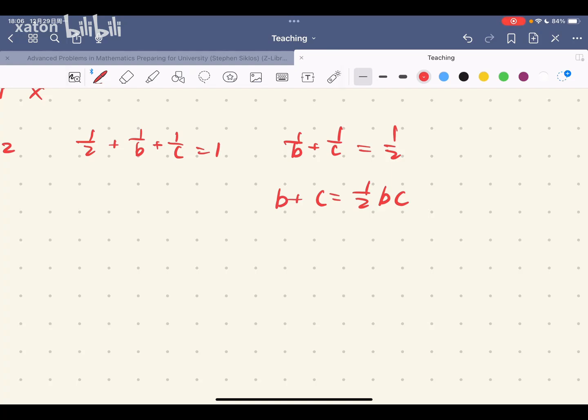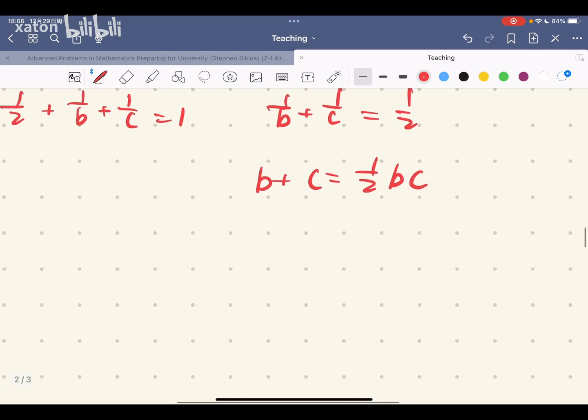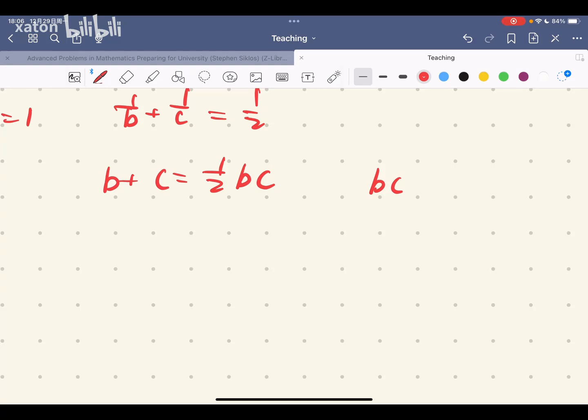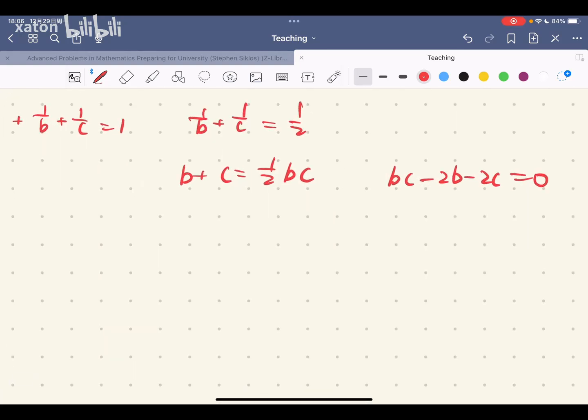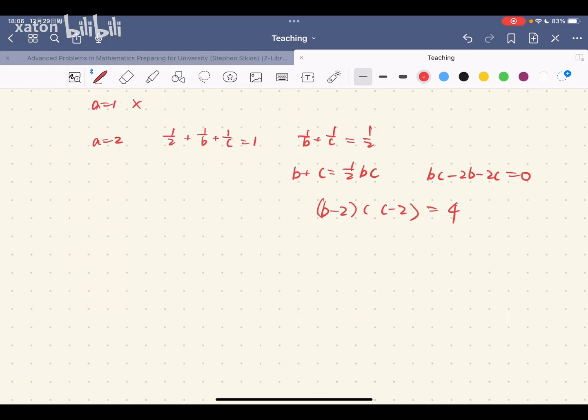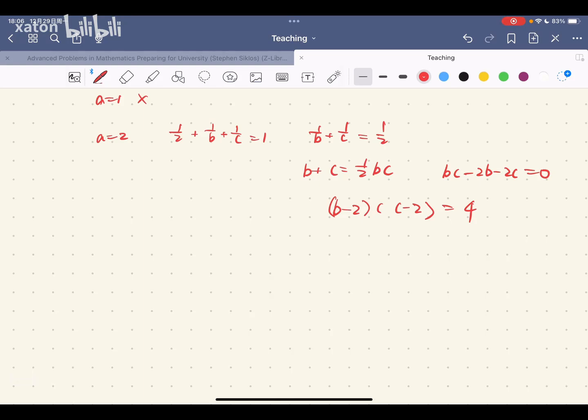And this gives us bc minus 2b minus 2c equals 0. We can do a little trick to solve this kind of equation. We can do (b minus 2) times (c minus 2). If we expand this, it's bc minus 2b minus 2c plus 4, so that equals 4. Since b is smaller than c, and these two are symmetrical, this can only be 1 times 4 and 2 times 2.